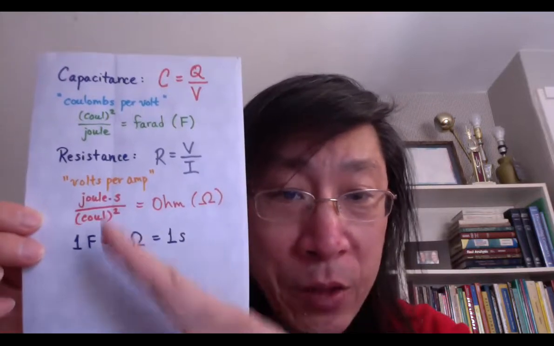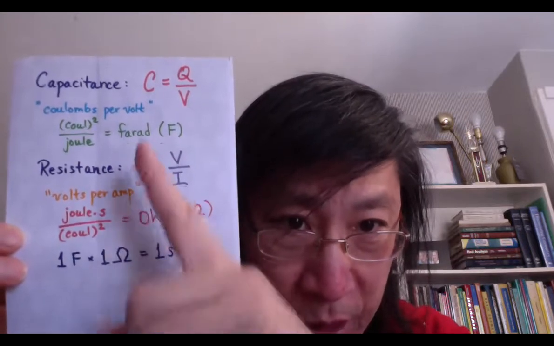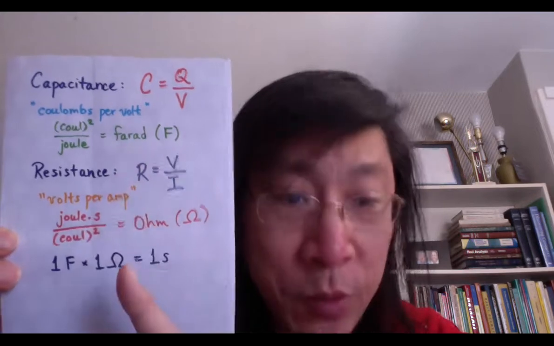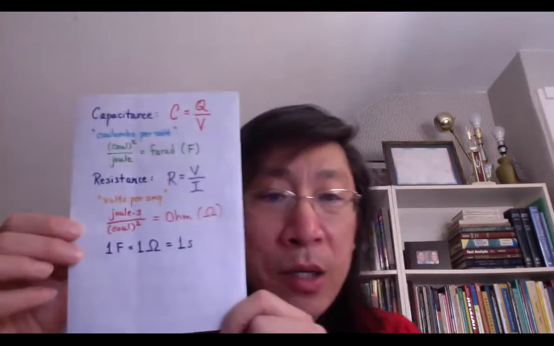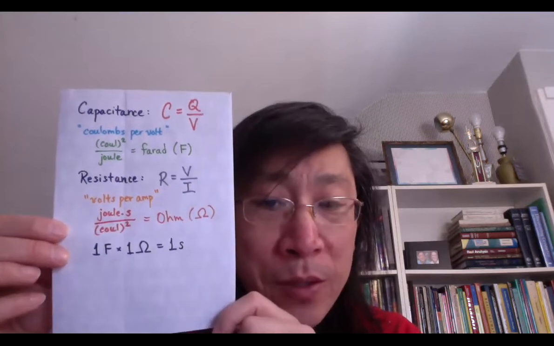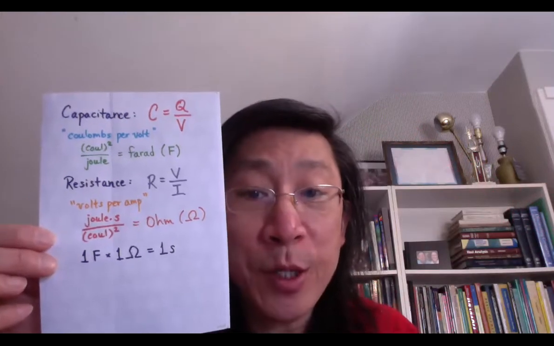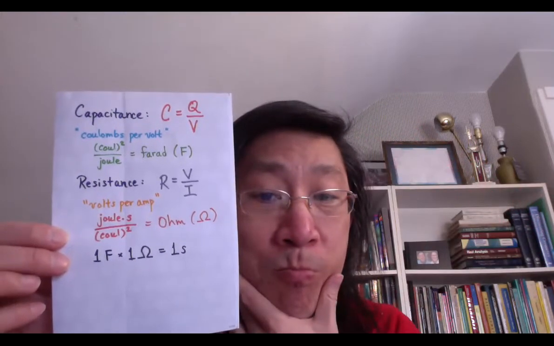Because you have joules in the denominator here, joules in the numerator here, coulomb squared in the numerator here, coulomb squared in the denominator there. So the fact that capacitance and resistance act opposite to one another, if you look at the units, conceptually speaking, I guess it makes sense. How about that? Okay, so think about that. Hold that in your head for a second, because now we want to put them together in a single circuit.